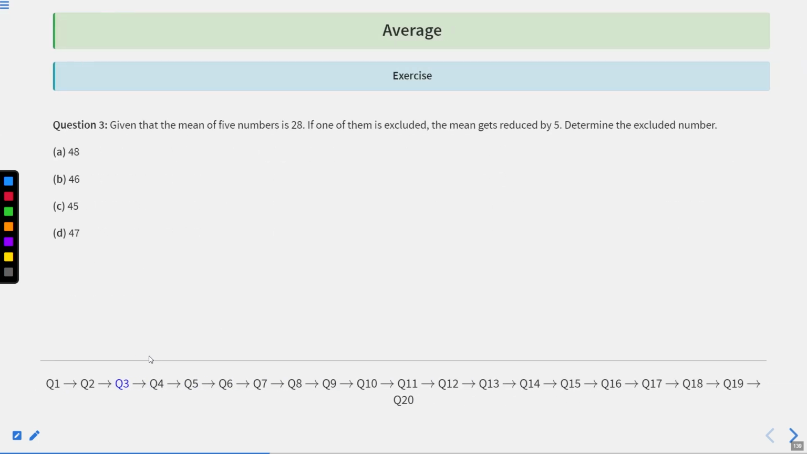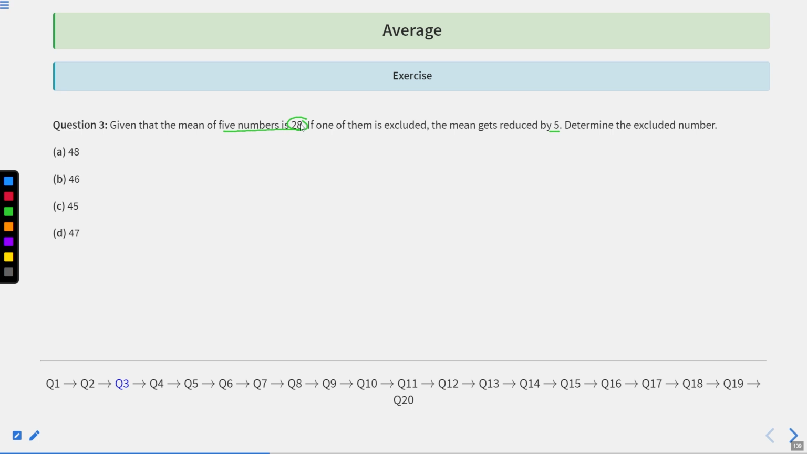Let us move ahead to question number 3. Given that mean of 5 numbers is 28. So there are 5 numbers whose mean is 28. If one of them is excluded, the mean gets reduced by 5. Determine the excluded number. So in this question, we have 5 numbers, suppose x1, x2, x3, x4, x5, and their mean is given to be 28. And now what we are doing is we are removing one of the numbers.